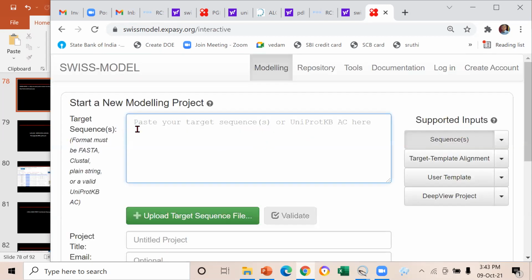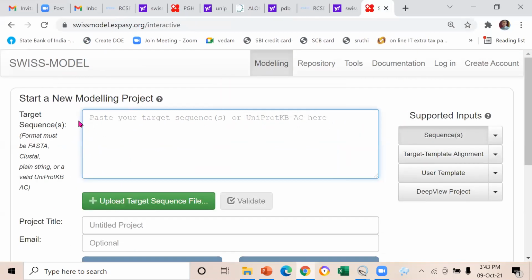Okay, so imagine you have discovered a new protein from some human disease. If you have the sequence, you can put in the sequence here. Can you see this page? Yes, sir, it's visible.